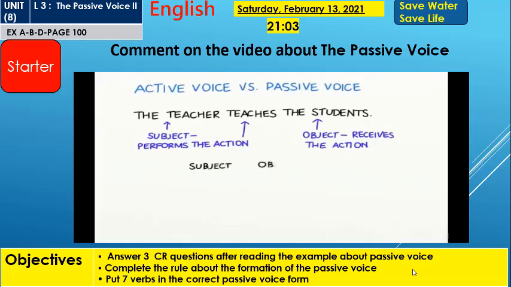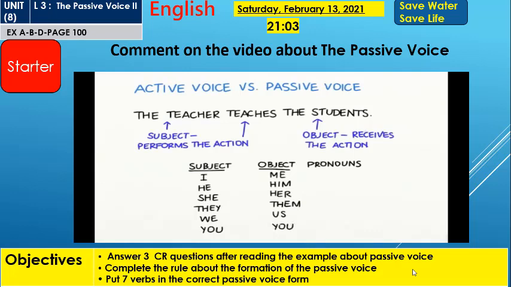In English, we have subject and object pronouns. For example, I is a subject pronoun, while me is an object pronoun. He is a subject pronoun, and him is an object pronoun. She is a subject, and her is an object, and so on. In active sentences, subject pronouns can take the place of the subject, and object pronouns can take the place of the object.